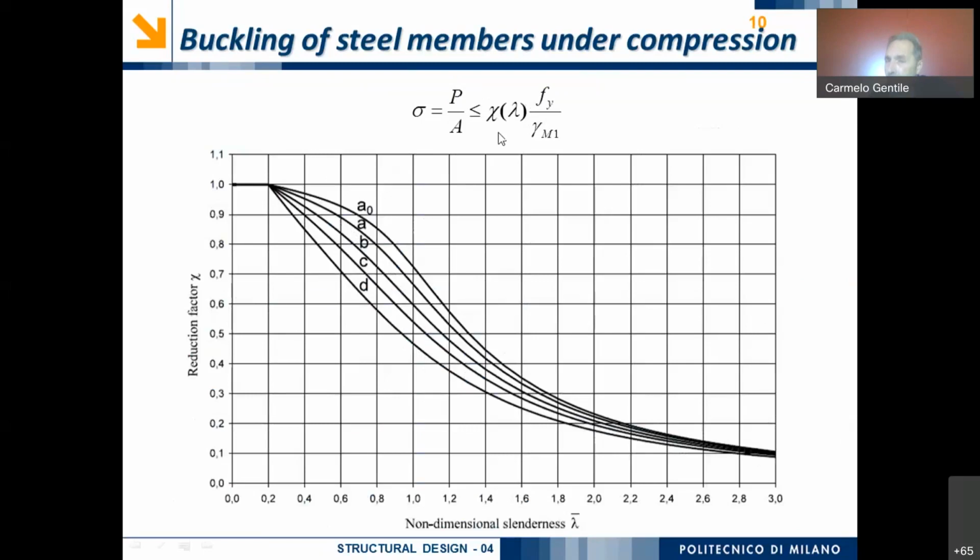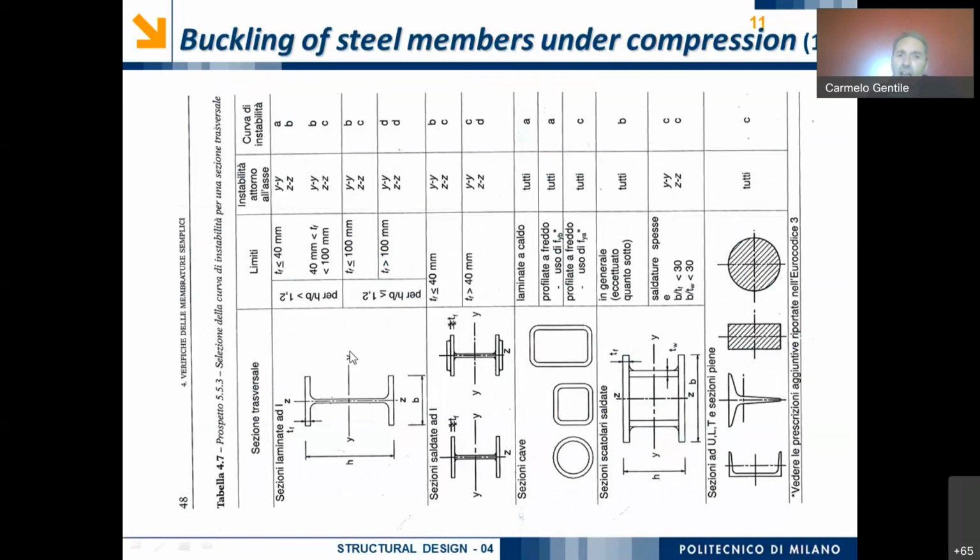Here you can have the coefficient chi, and here you can have the ratio between the yield stress and the safety coefficient. Generally, the different kinds of curve, sorry, I had to rotate this classification, can be obtained from Eurocodes or from Italian standard codes, okay? And so we know which is the right stability curve to look at.